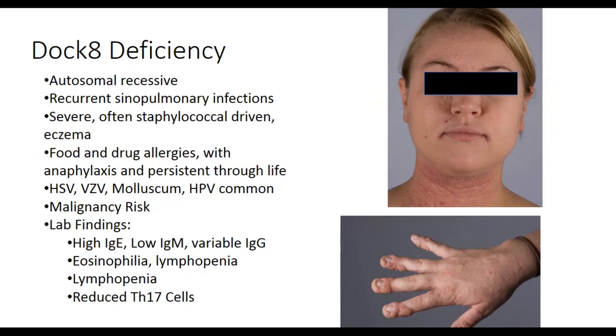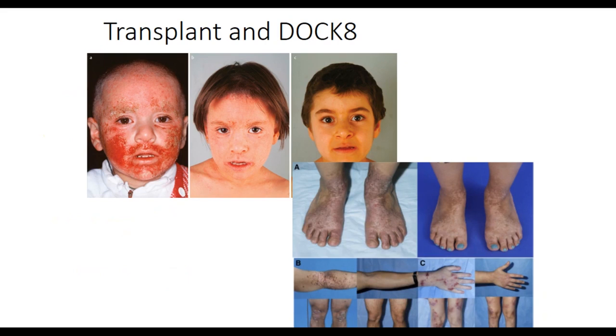But DOCK8, they get better. They absolutely get better when they have their transplants. One of the things you'll hear about in DOCK8 deficiency is that they're missing Th17 cells, which are also missing in STAT3 loss of function. In DOCK8 they're not missing, they're low. In STAT3 loss of function, they're missing. But honestly, that test is just not that important in the context of having a genetic test. The genetic diagnosis is much more important in that case. Here are some great transplant pictures of how much better these folks can get after the transplants, both in terms of the eczema and in terms of the viral infections.